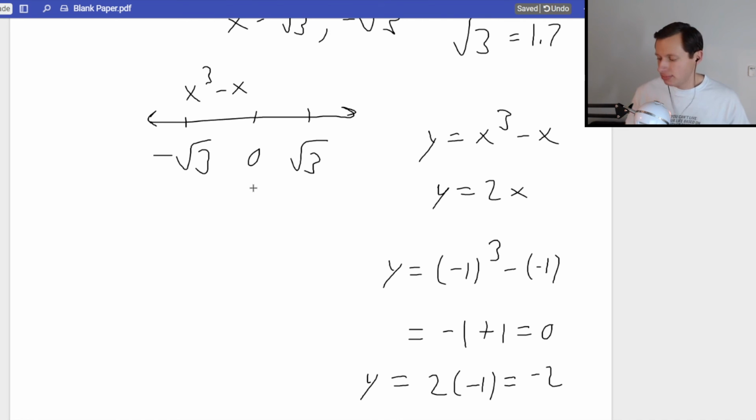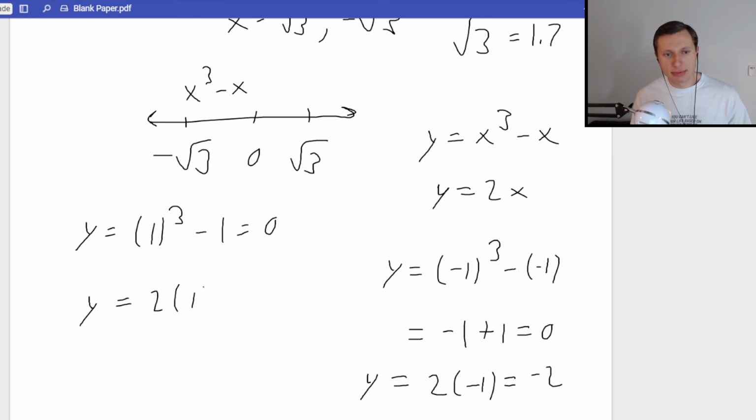And then for my other point, I'm going to plug in positive 1. So y equals positive 1 cubed minus 1, that's 0. And then the other one's y equals 2 times positive 1, which is 2. Y equals 2x will be on top between 0 and root 3.